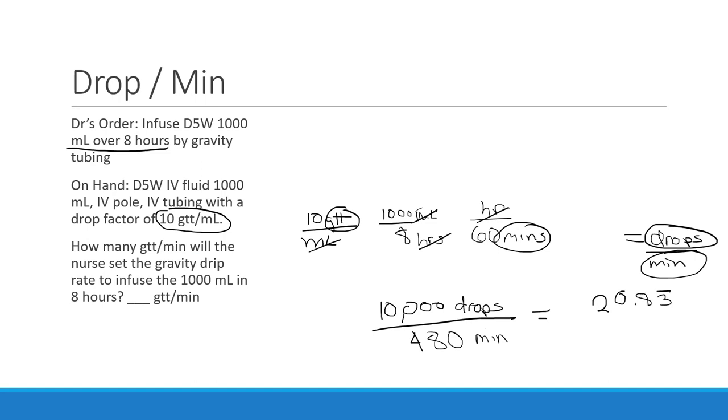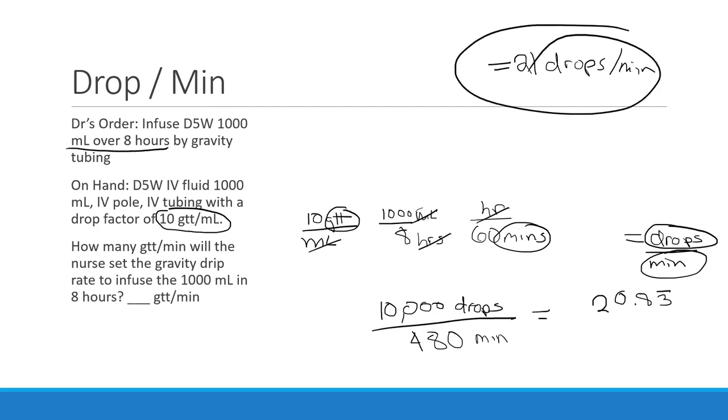Now with these drops, can I have part of a drop? No. So drops are always to your whole number no matter what. So that's actually going to equal 21 drops per minute. And that is my answer here.